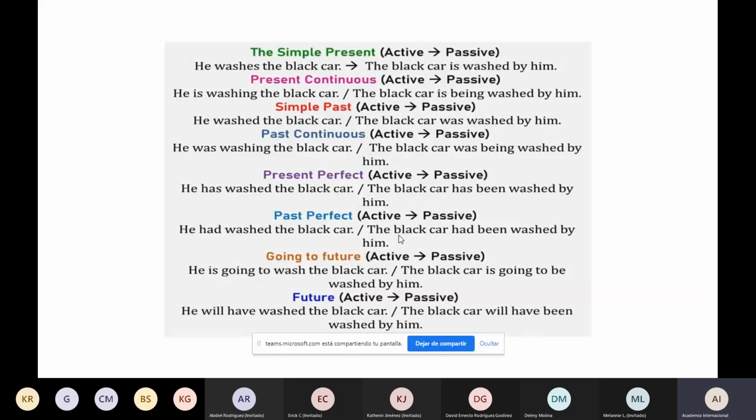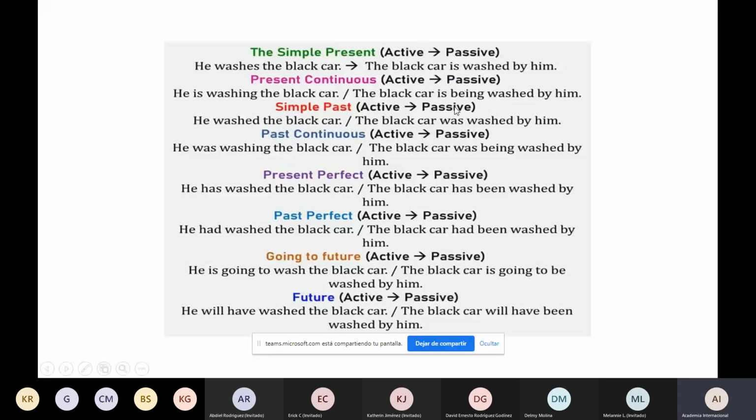Es la misma oración, solo que en diferentes tiempos. He's washing the black car. The black car is being washed by him. A lo que quería llegar, y por eso fue que puse este cuadro acá, es que siempre en el passive voice vamos a utilizar el verb be en las formas diferentes. Poco a poco vamos a ir viendo el passive voice en diferentes tiempos. Acá solo quería hacer notorio esto.